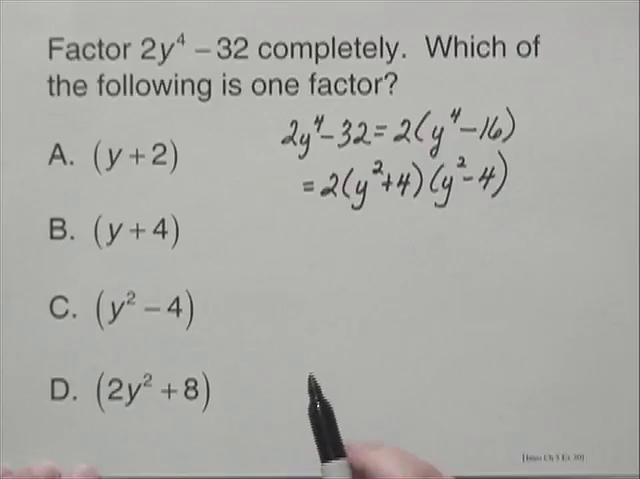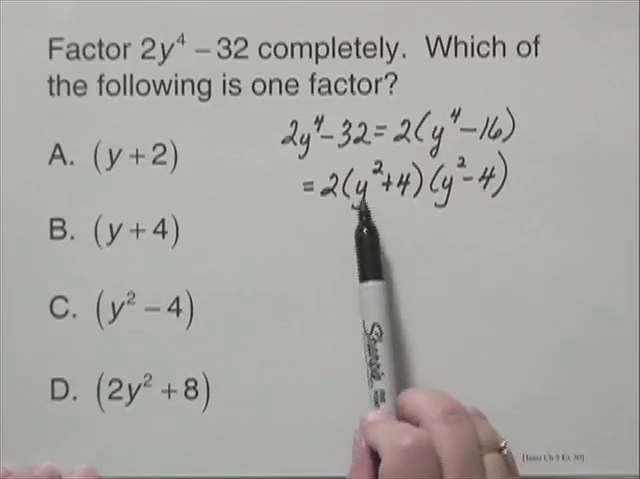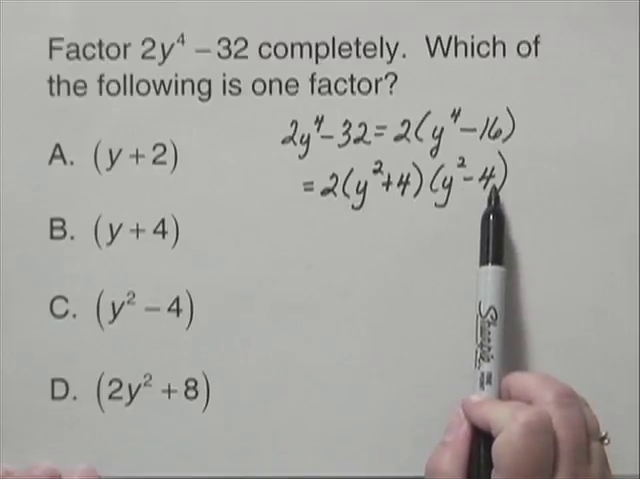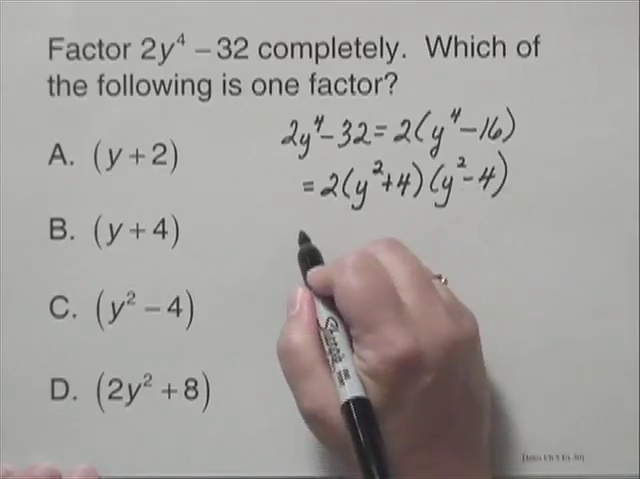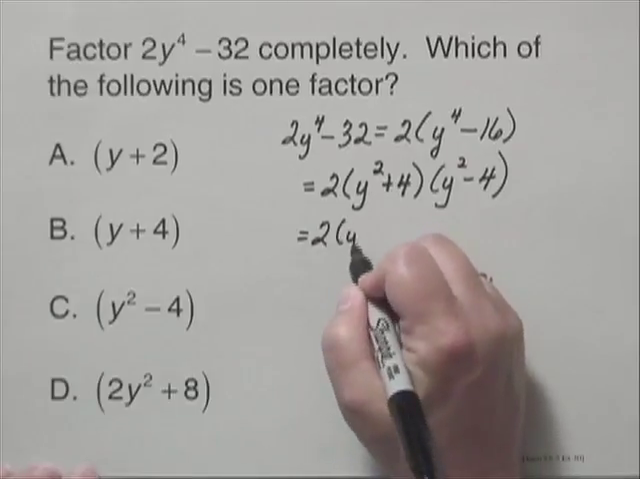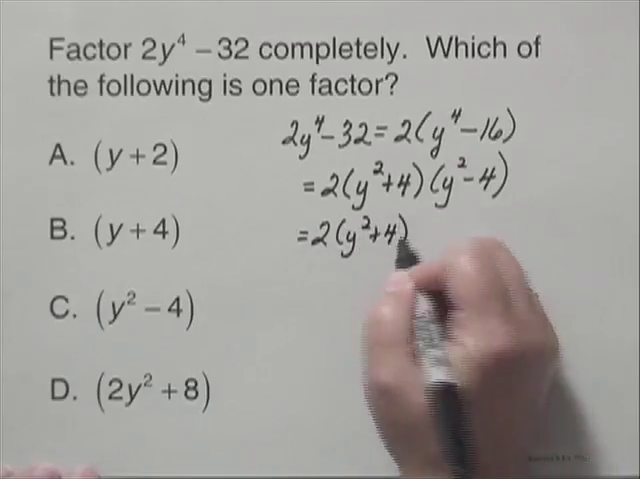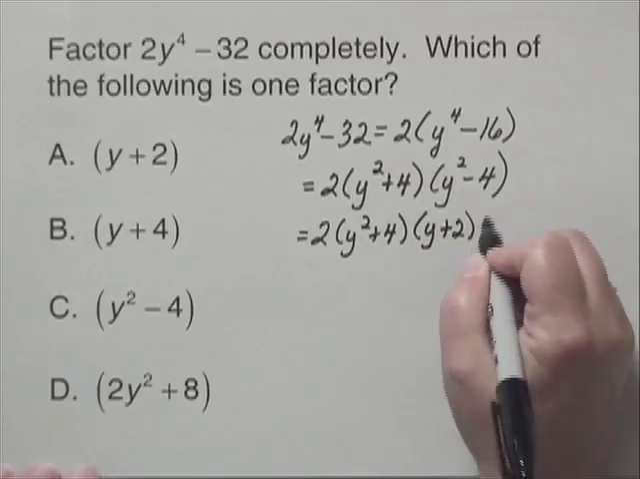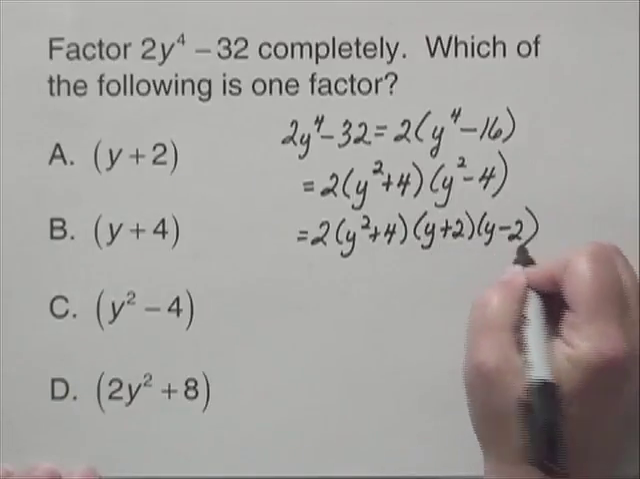Before quitting, we ask ourselves, does it factor completely? This is a sum of squares, we can't factor that. This is a difference of squares, and we can factor this. So we write, again, 2 times y squared plus 4. Factoring y squared minus 4, that is y plus 2 times y minus 2.